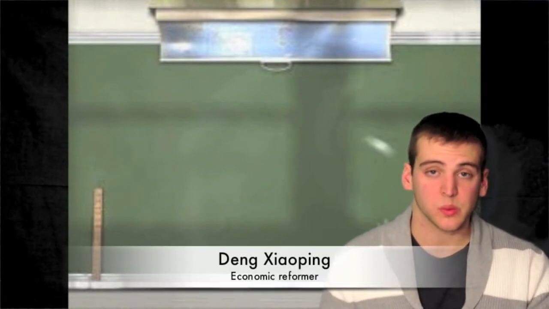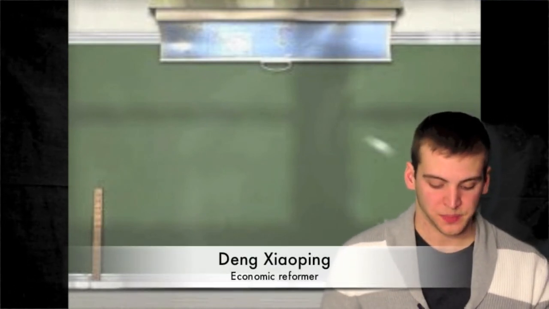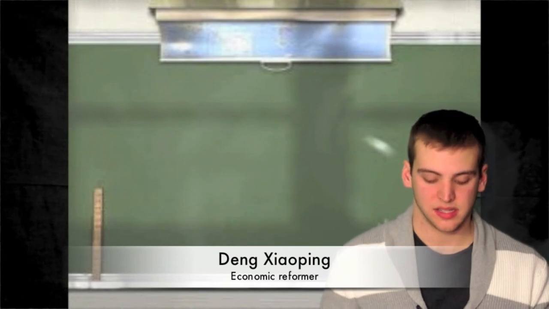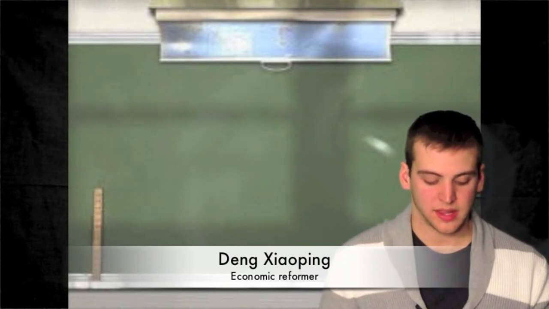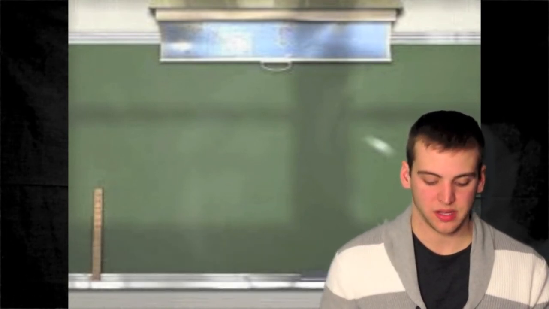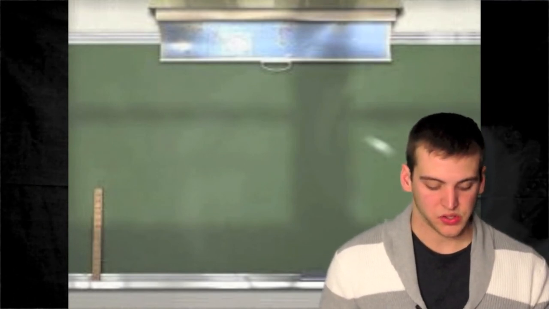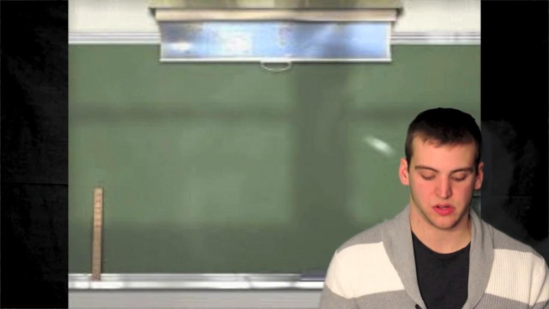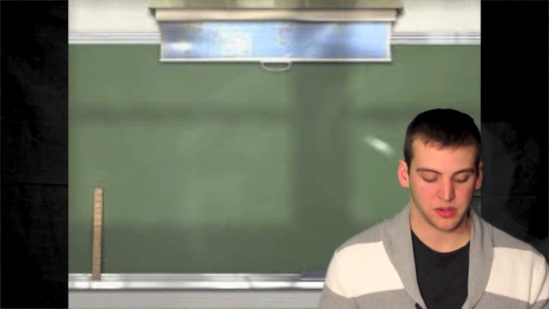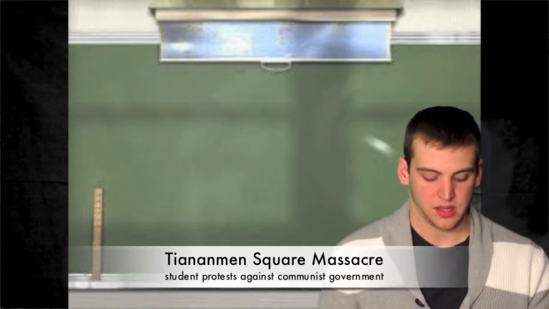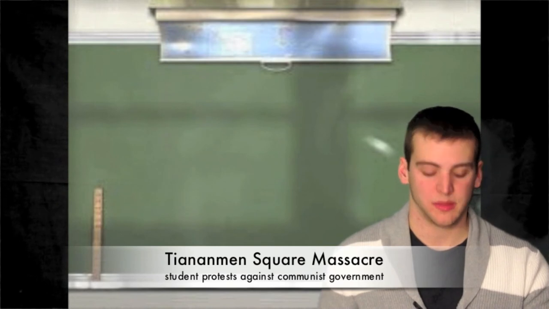Deng Xiaoping was a successor to Mao Zedong. He did not like Mao or his ideas, but was a reformer that led China towards a market economy, more open to trade than before. He is also associated with the Tiananmen Square massacre. He had more free market, but his people were not free. So that leads us up to the Tiananmen Square massacre.